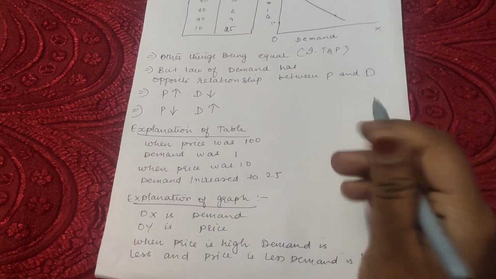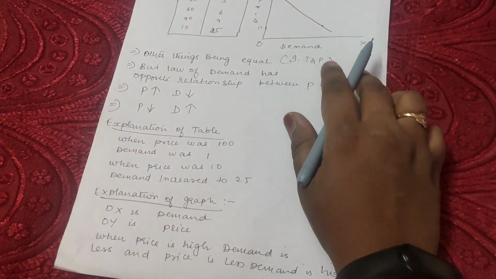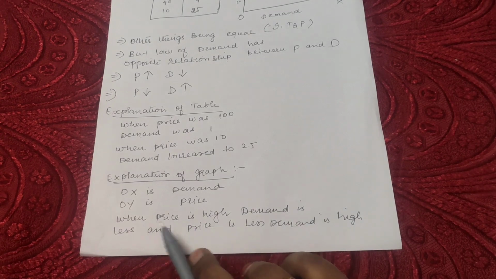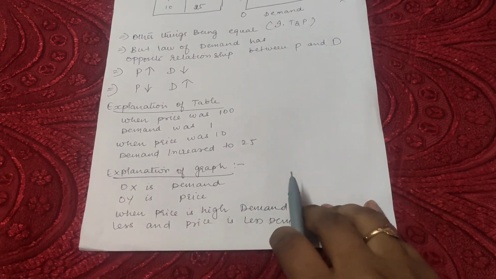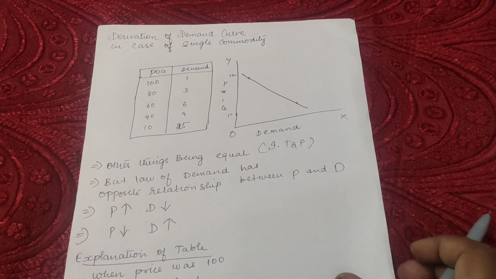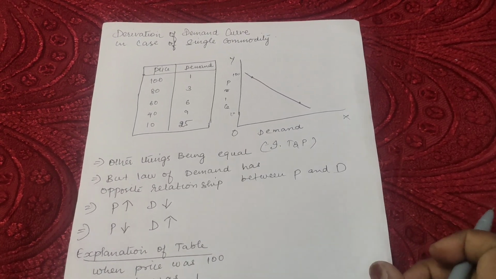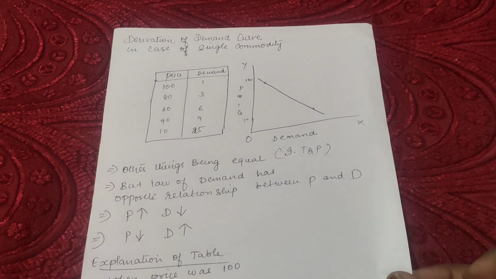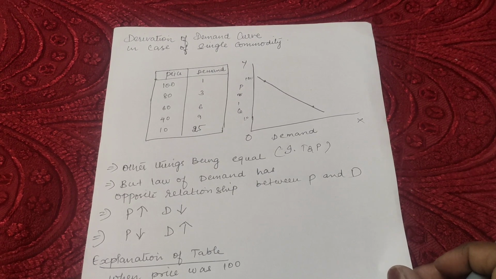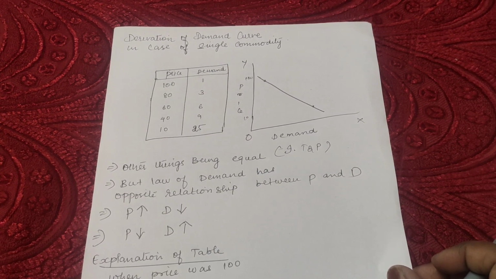In the graphical manner, what you need to explain is: OX represents demand, OY represents price. When price is high, demand is so and so less, and when price is less, demand is so and so high. But don't skip any question. Try to attempt all 4 of the questions without leaving any, and try to write whatever you know. Okay, but don't skip any questions.